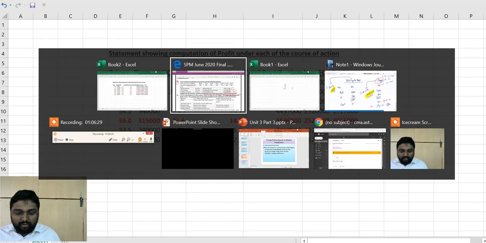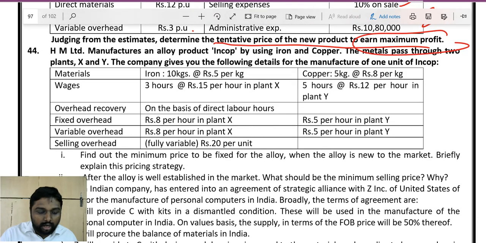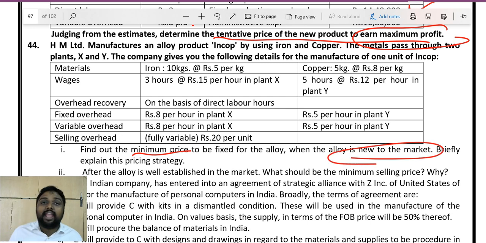So we'll go for another question. Question number 44. Are you ready? Good. HM Limited manufactures an alloy product by using iron and copper. The metal passes through two plants, X and Y. The company gives you the following details for the manufacture of 1 unit: material, wages, overhead recovery, fixed overhead, variable overhead, selling overhead. Find the minimum price when the product is new to the market.